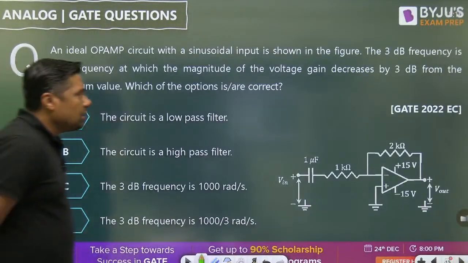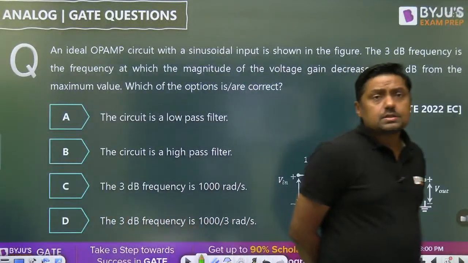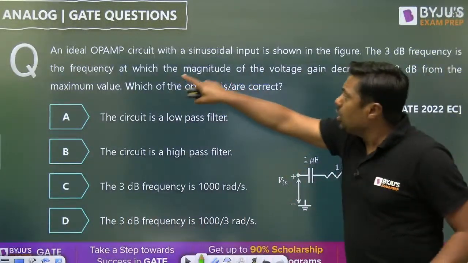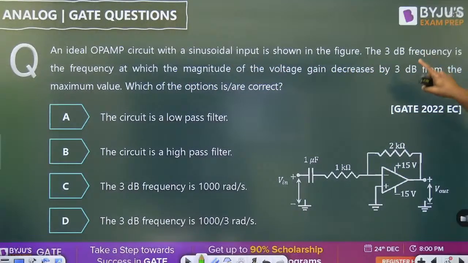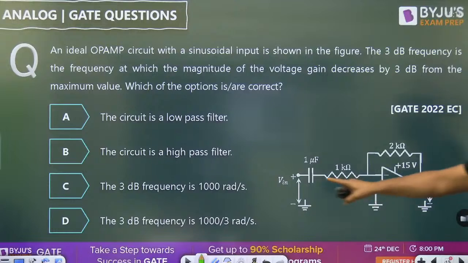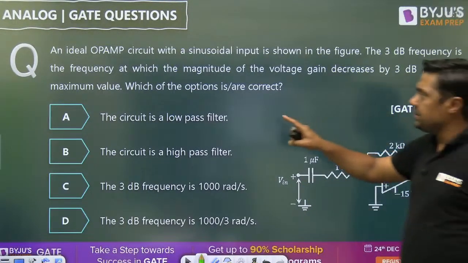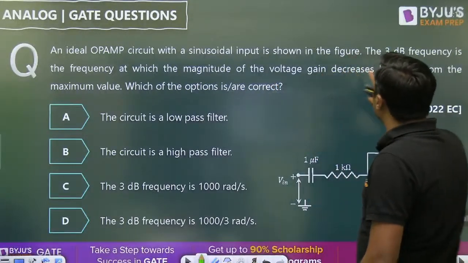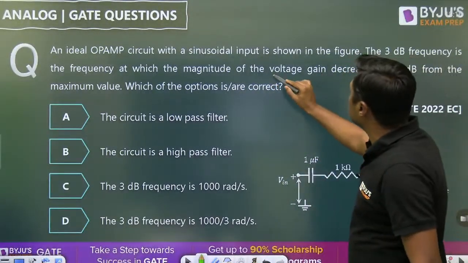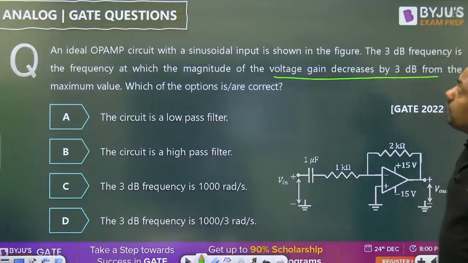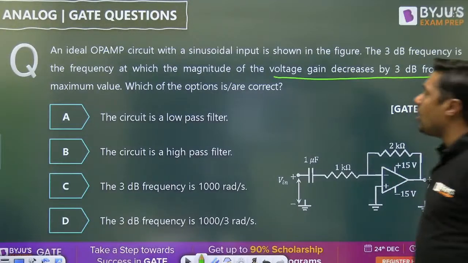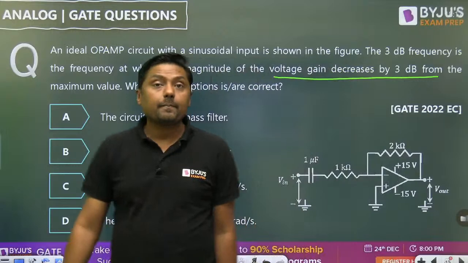Now the third one. The third question: an ideal operational amplifier circuit with a sinusoidal input is shown in the figure. Here we are giving the sinusoidal input. The 3 dB frequency is the frequency at which the magnitude of the voltage gain decreases by 3 dB from the maximum value. Which of the options are correct?